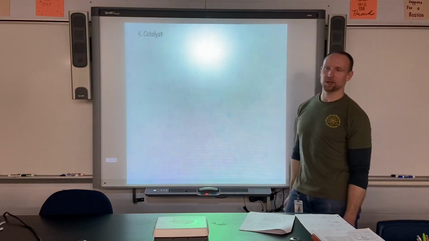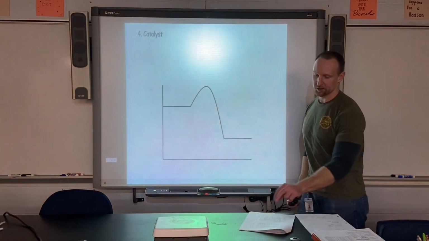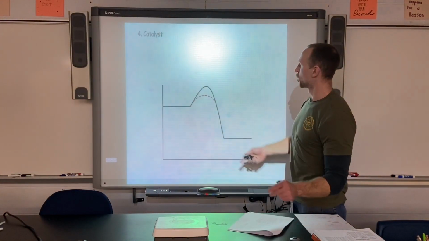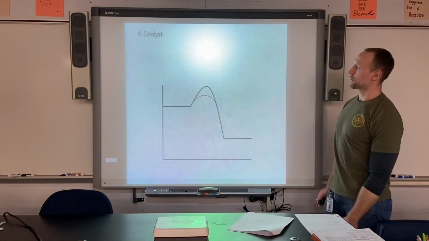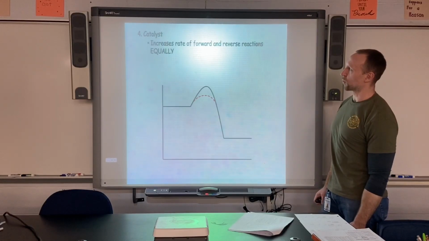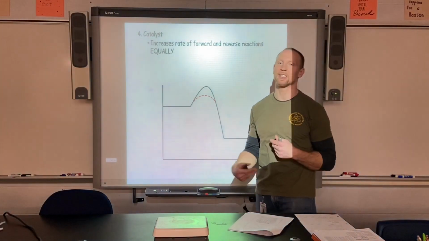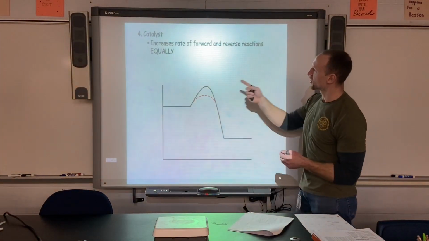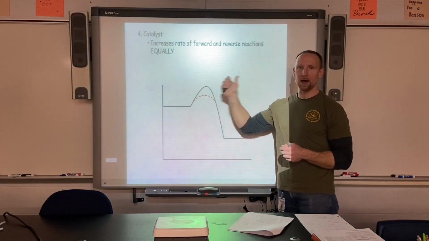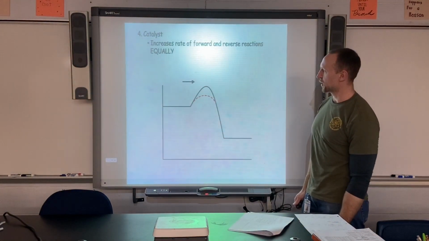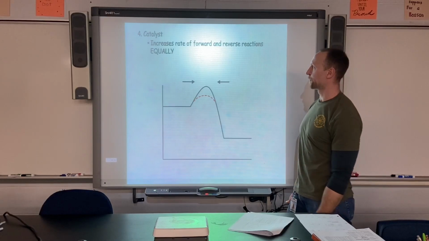Okay? Last one is the catalyst. So remember what a catalyst does. We say the catalyst lowers the hill. Okay? So what does that do? By lowering the hill, that's going to increase the rate of the forward reaction equally. So now your reactions are going to speed up by the same amount in both directions. So it's speeding up this way, and it's speeding up this way.